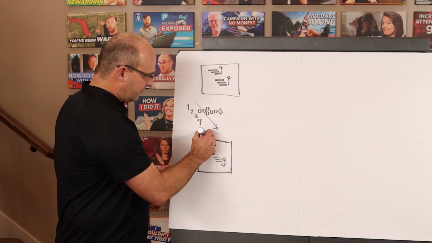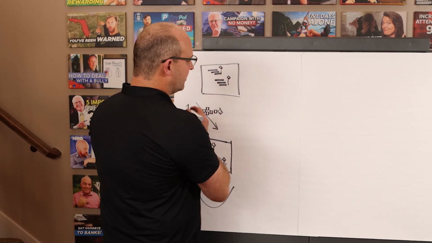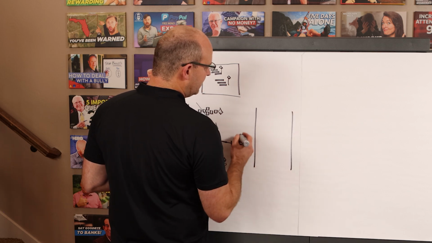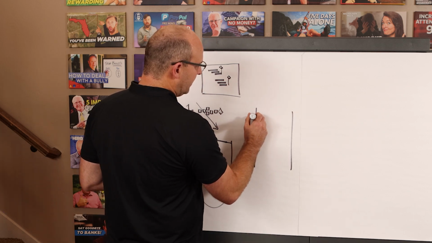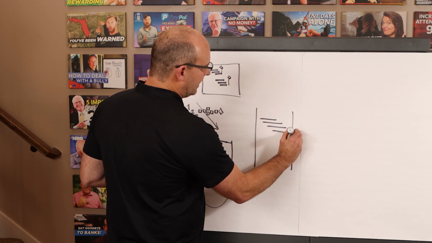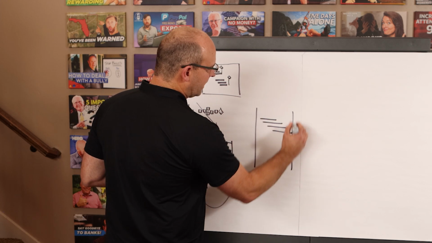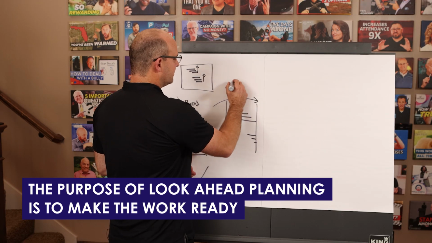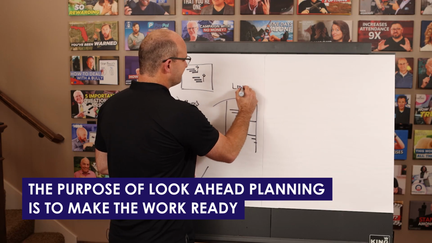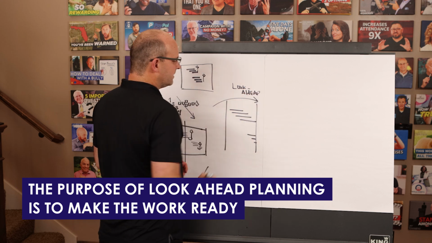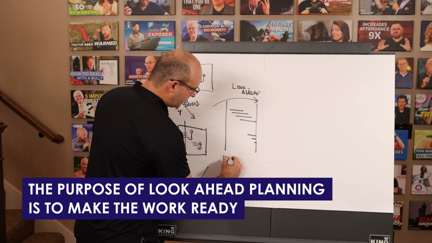From this, you'll filter out, and this is where your look ahead plan comes from, the next 6 weeks. And so you will see your different zones and the work that's happening, and it will cut off any work outside of that 6-week window. The purpose of look ahead planning is to literally look ahead. And when we look ahead, what we're attempting to do is to make work ready.